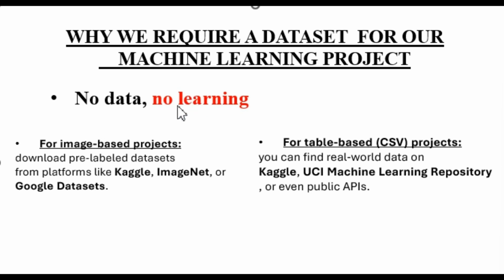So now let's talk about how to get your data set. For image-based projects, you can download from pre-labeled data set platforms like Kaggle, ImageNet, or Google Datasets. While for table-based data sets, which are CSV or spreadsheets, you can find real-world data on Kaggle, useful machine learning repositories, or even public APIs.